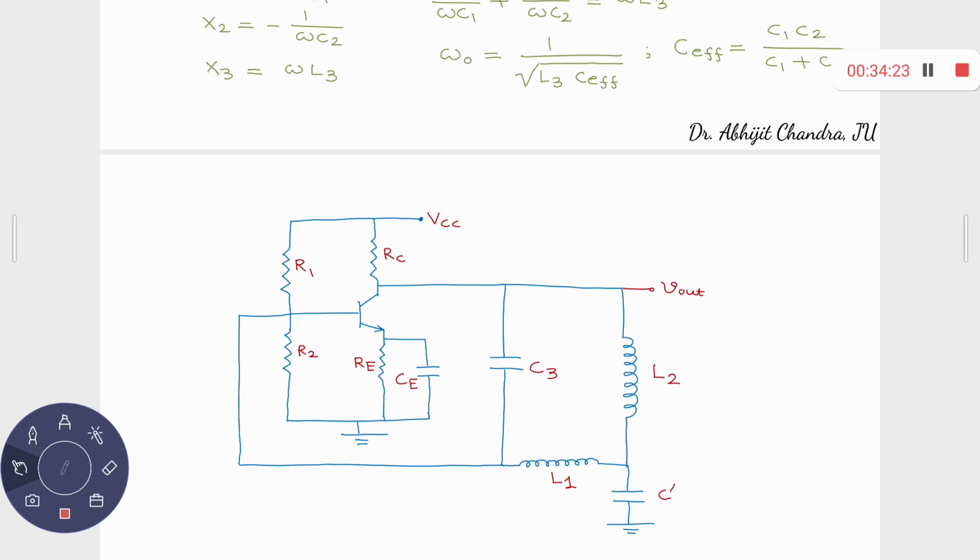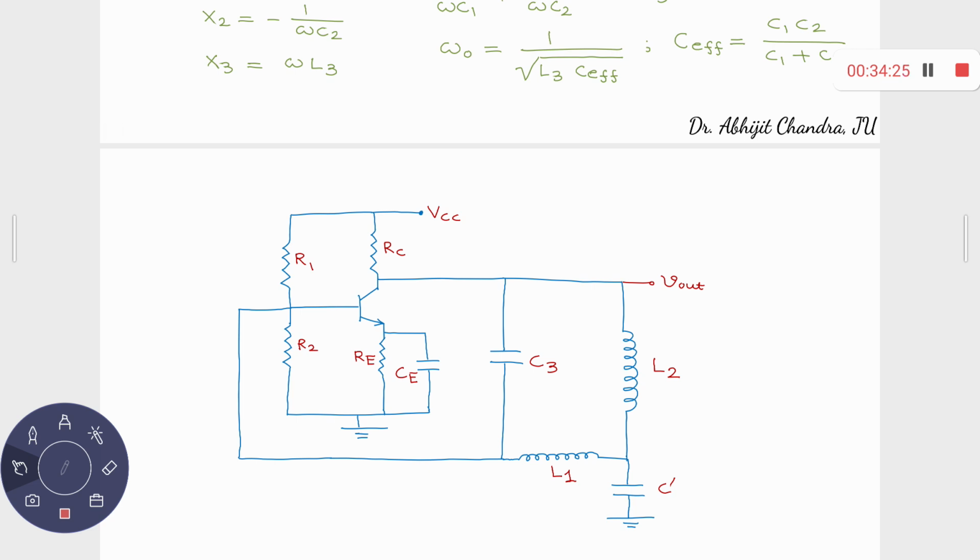What is that oscillator? Is it Hartley or Colpitts? Hartley. First of all, this is your amplifier, common emitter with emitter resistance bypassed, right? And then what do you have after this? This L1, L2 and C3.